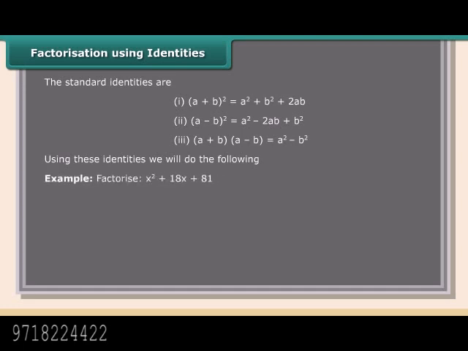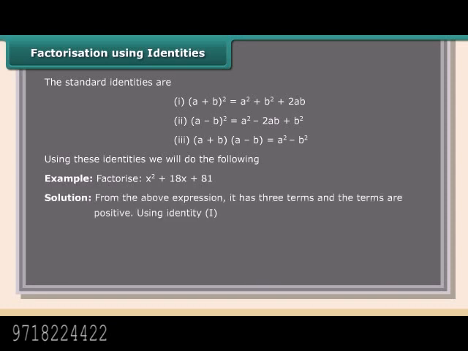Example: factorize x² + 18x + 81. Solution: the expression has 3 terms and the terms are positive. Using identity 1, a is equal to x, b is equal to 9, we have a² + 2ab + b² is equal to x² + 2 × x × 9 + 9². So x² + 18x + 81 is equal to (x + 9)².